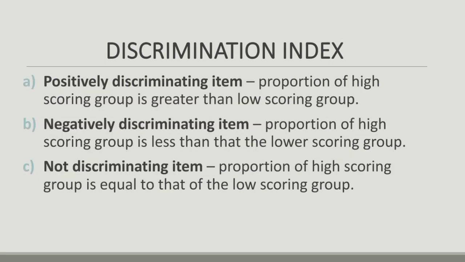Letter A, positively discriminating item: the proportion of the high scoring group is greater than that of the low scoring group. Letter B, negatively discriminating item: the proportion of the high scoring group is less than that of the low scoring group. And letter C, not discriminating item: the proportion of the high scoring group is equal to that of the low scoring group.